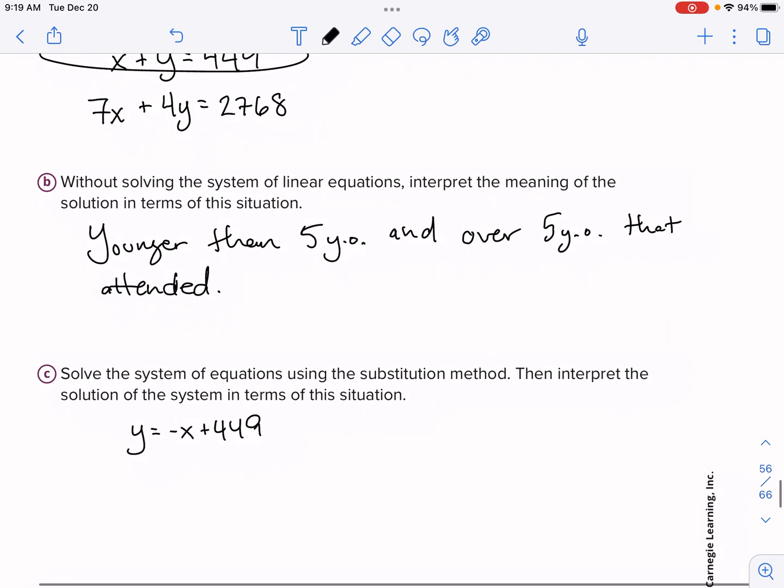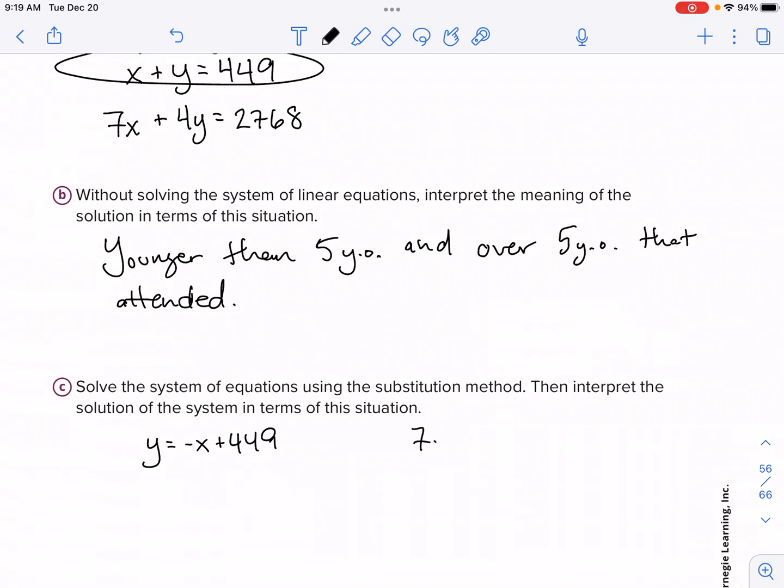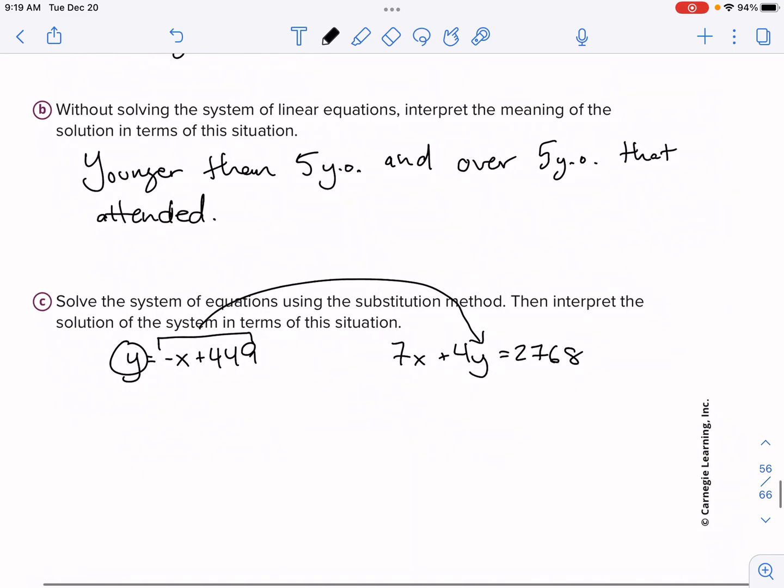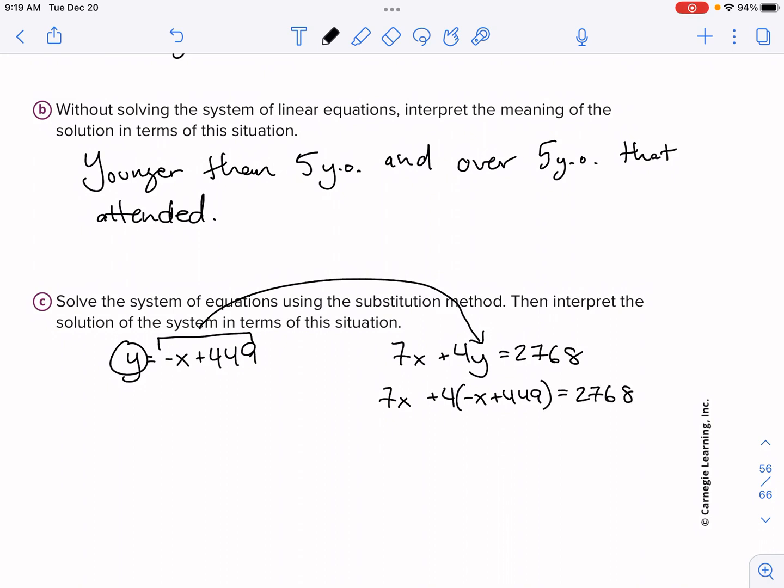I'm going to rewrite the other equation as is. I like to write it side by side if we're using the substitution method. I'm going to take what y is equal to, this stuff, and I'm going to plug that wherever I see a y. There is going to be a lot of computation, but we're going to try to do each part step by step. So 7x plus 4, and instead of y, I'm going to plug in parentheses negative x plus 449. And if I'm going a little bit too fast, just pause here so you can rewrite.